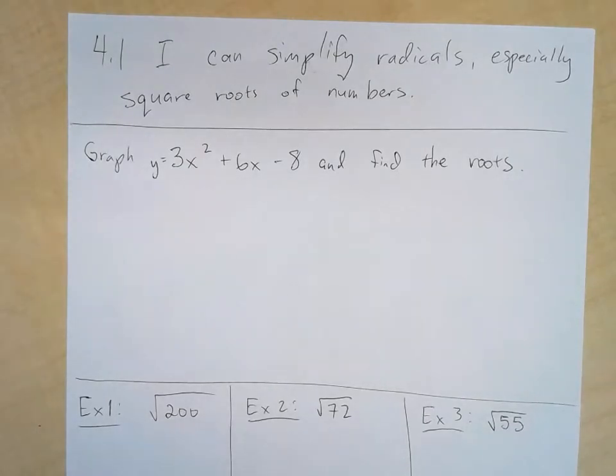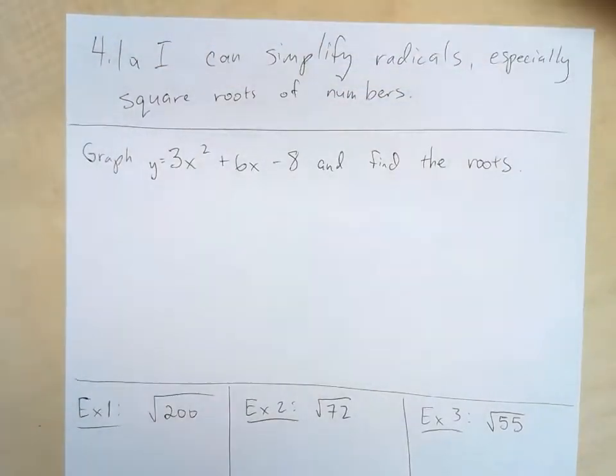Hi guys, today we're working on simplifying radicals, especially the square root of numbers. This is technically called our objective 4.1, and specifically 4.1a for square roots, but we're doing this now because this is a good place for it. So we'll come across a problem like this. We've seen things like this before, actually, we just haven't known about them.